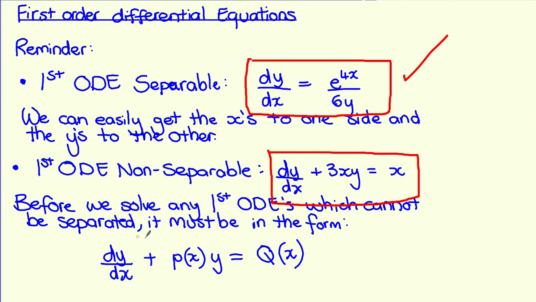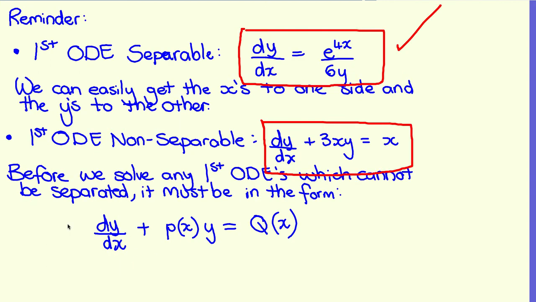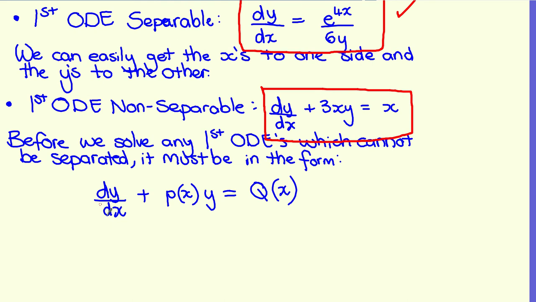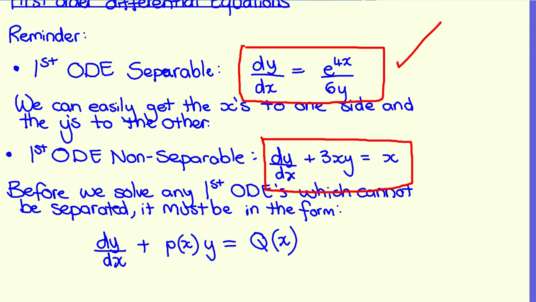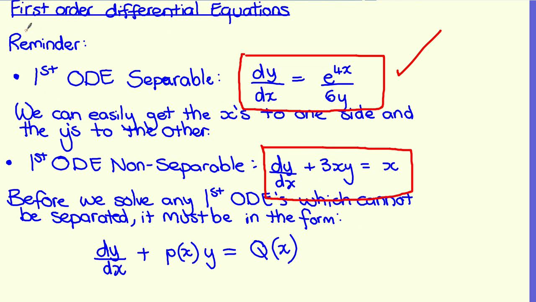Okay, so it needs to be in the form of this, just at the bottom here. So you've got your dy by dx, which tells you it's first order, then you've got plus something multiplied by y equals something. Okay, so that's the form that we need the first order non-separable differential equations to be in. So pause the screen at this point and copy this into your notes jotters, and then we'll get started.